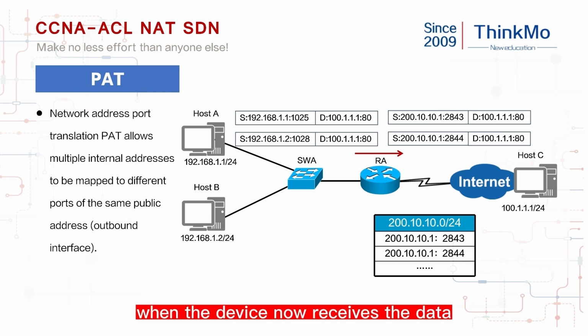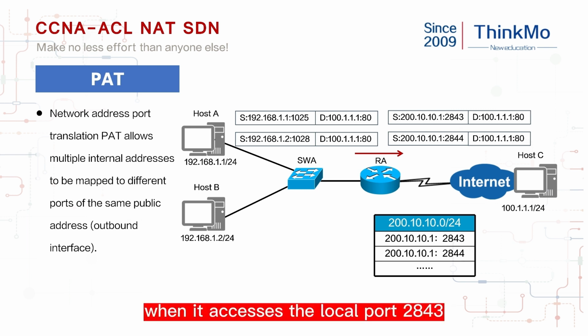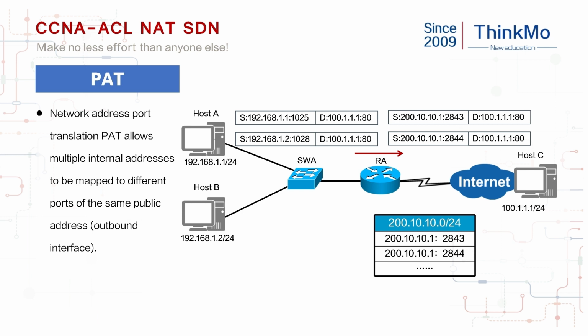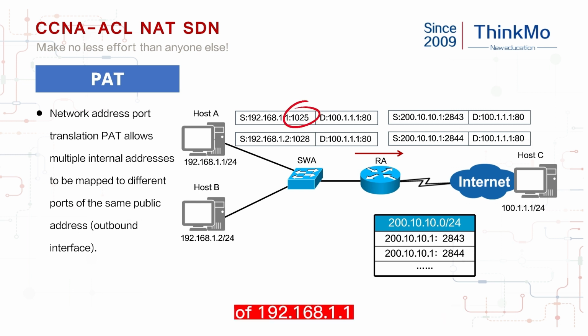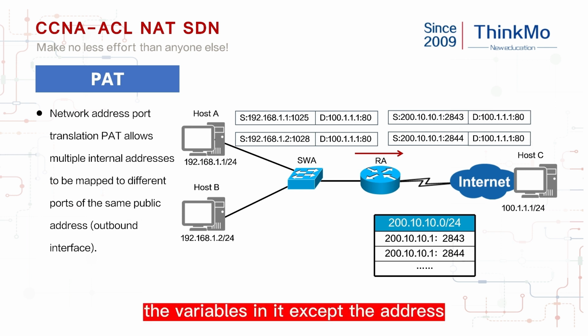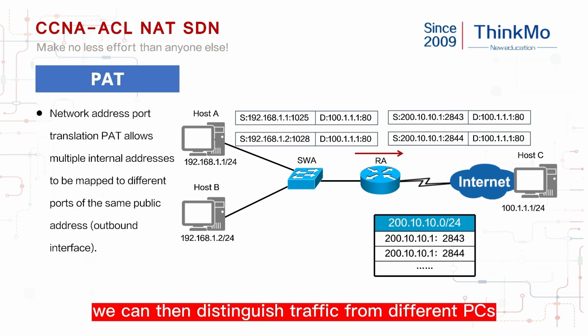When the device receives the data from the public network, accessing the local port 2843, it checks the mapping table just converted. It will convert this data back to port 1025 of 192.168.1.1. Compared with before, besides the address, we actually added the port. Then you will find that, due to different ports, we can distinguish traffic from different PCs.